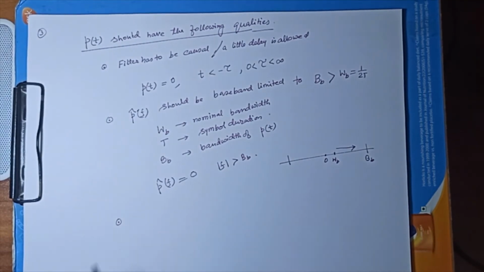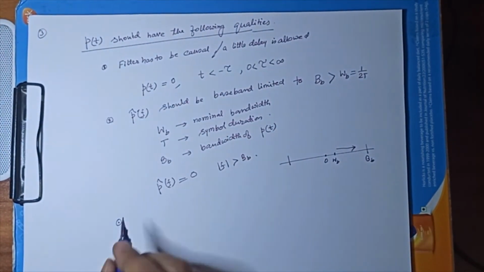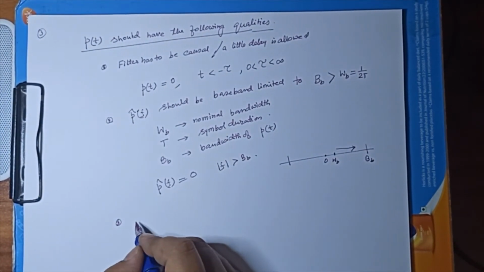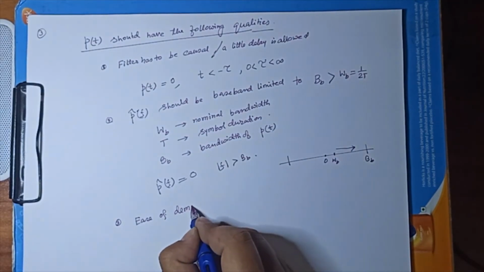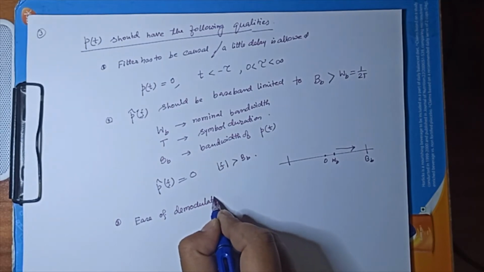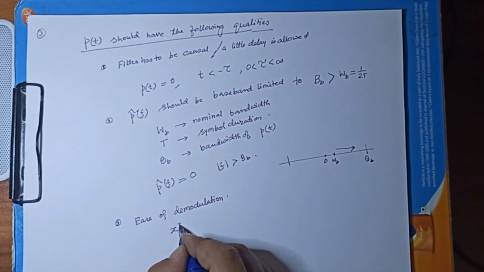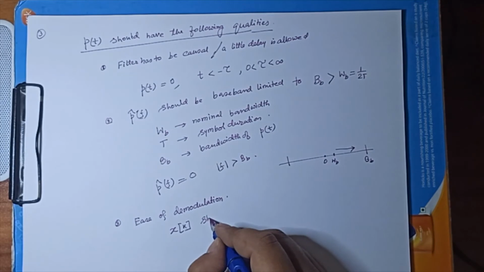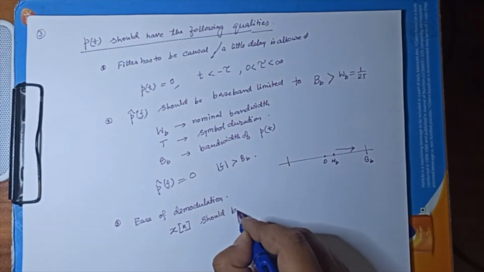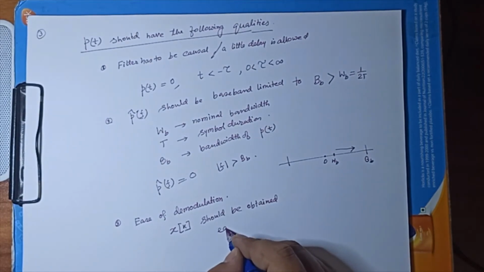Last but not least, this is the first. So you can see that one is time, one is frequency, and the third is ease of demodulation. Basically this is the circuitry. My objective is that the symbol should be obtained easily.